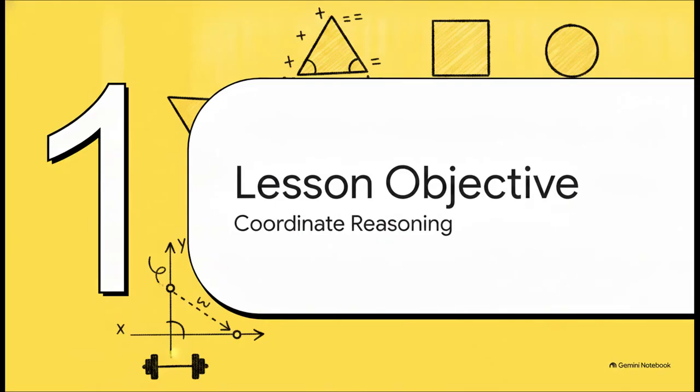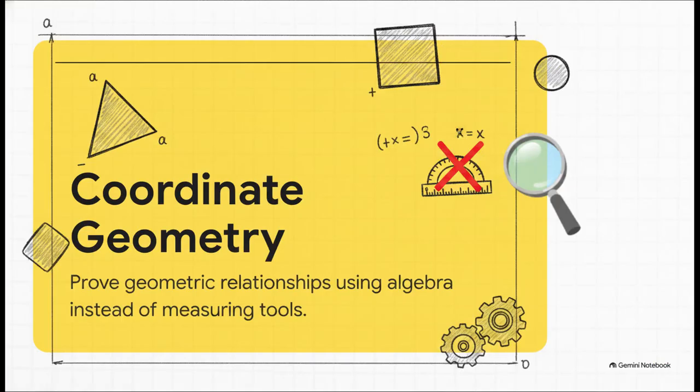Section 1. Lesson objective, unlocking coordinate reasoning. So what are we actually doing today? Our exact goal is to learn how to calculate precise distances, find exact midpoints, and use algebra to actually prove geometric relationships. Let's look at this definition.